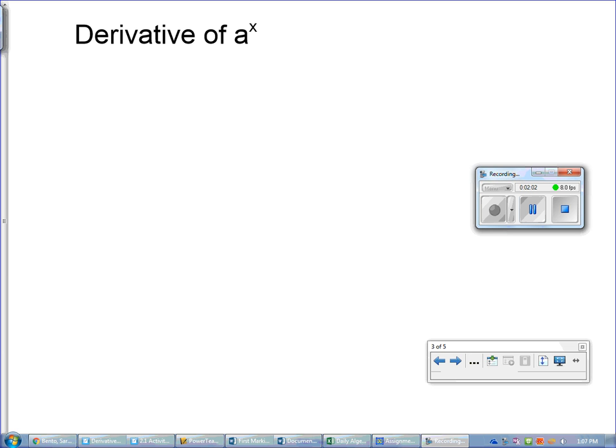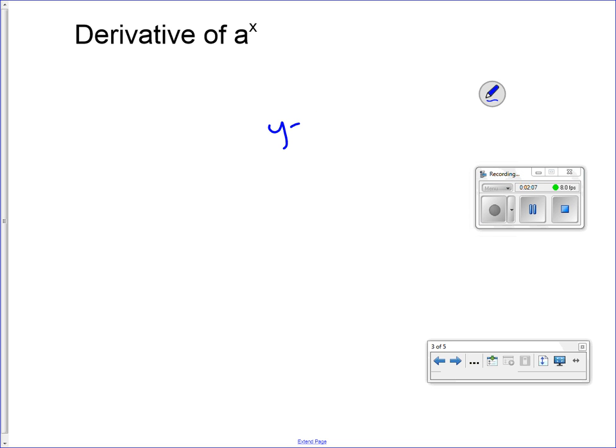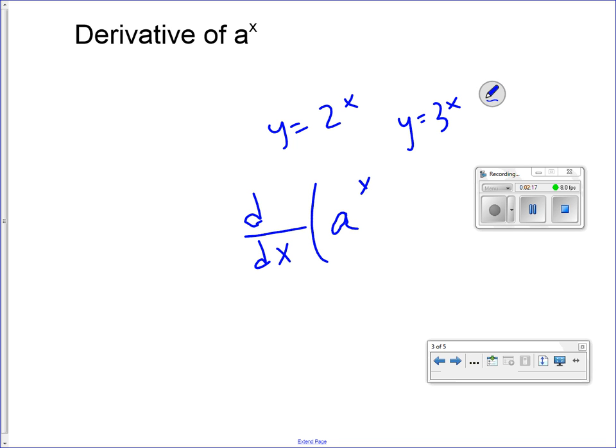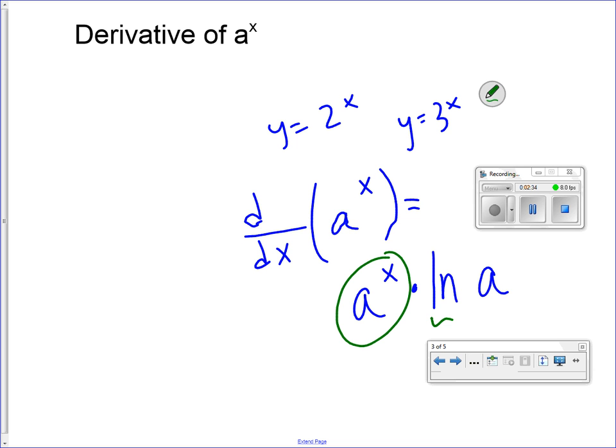Okay, so next we have the derivative of a to the x. Kind of like e to the x, except the base can be anything. So the base could be 2 or 3. So how do you derive that? So we have a formula. If you want to take the derivative of a to the x power, it is going to be itself, kind of like e to the x, times the natural log of the base. I actually read this a x ln a, and that's how I remember this formula. So it looks like e to the x, but then it's the natural log of the base.